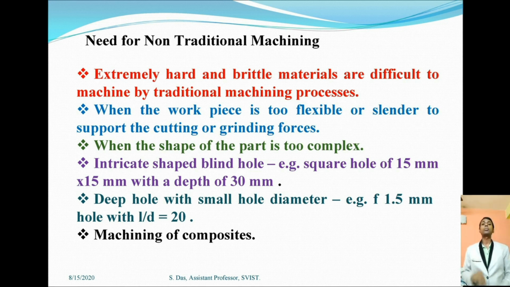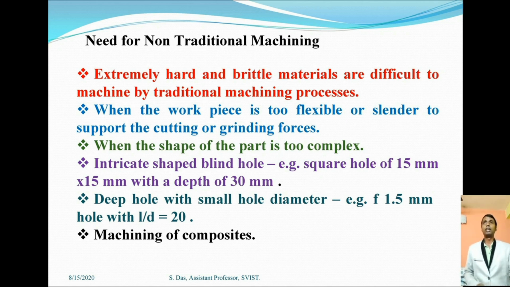Second, any kind of complex shape, such as a square hole or a circular step hole, cannot be generated in traditional machining; it is generated by non-traditional machining. A deep hole with small diameter is not possible in traditional machining, so the main answer is the non-traditional machining process. Machining of composite material is obviously done by non-traditional machining. So these are the basic needs of the non-traditional machining process.